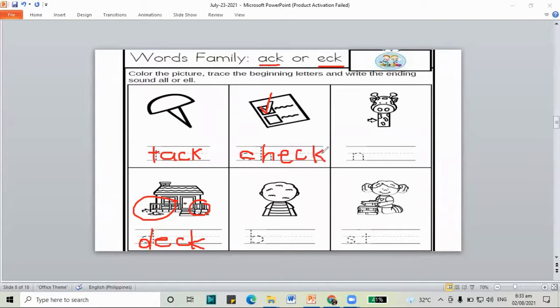C-H-E-C-K. That's how you spell check. Next one, the boy is showing his back. We have the letters B, A, C, and K. That is back. Next one, the giraffe has a long neck.